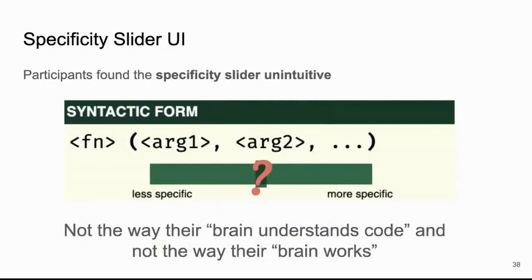So as far as the UI went, we found that the participants found the specificity slider actually really unintuitive. So we had comments such as, this is not the way my brain understands code, this is not the way my brain works, and this is for experts. So these are for people who can explain these things to someone. So this is a really strong indication that this particular interface is maybe not the best choice for how we can ask programmers to probe into what they're trying to really understand about these subforms and how they interact with other syntactic forms.